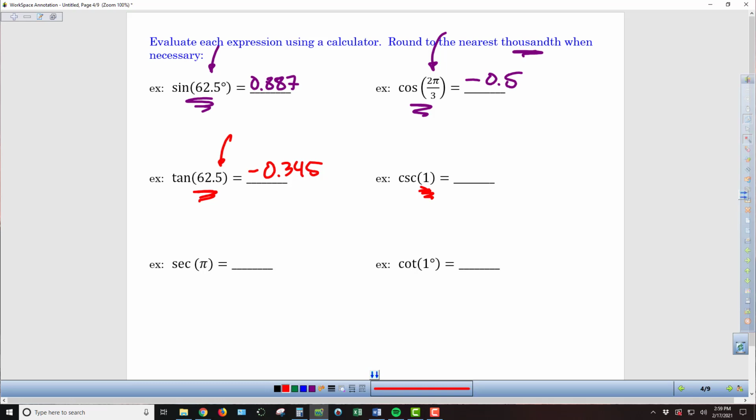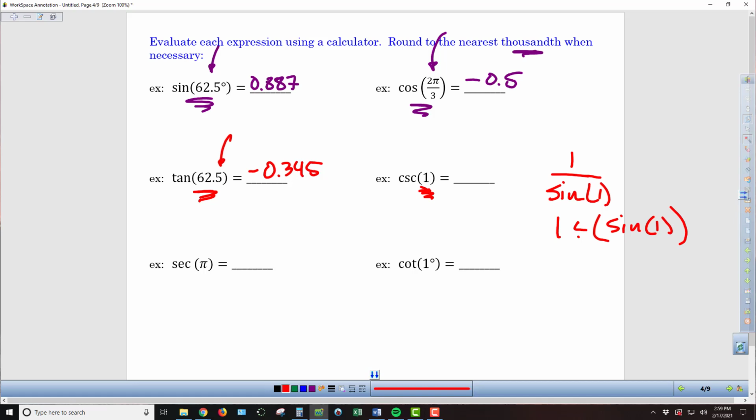If you're working with just a regular scientific calculator, there's no cosecant button. But we know that cosecant is the reciprocal of sine. Sine is opposite over hypotenuse. Cosecant is hypotenuse over opposite. So what we can do, if we don't have a cosecant button on our calculator, is find what the sine of 1 is and then take the reciprocal of that. Basically do 1 divided by that answer, sine of 1.